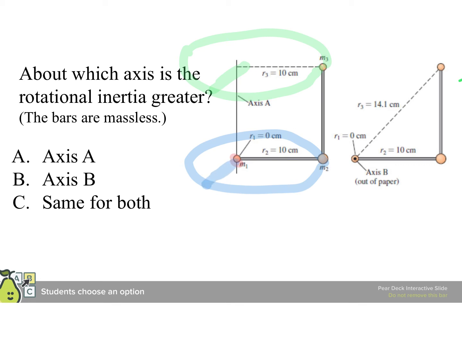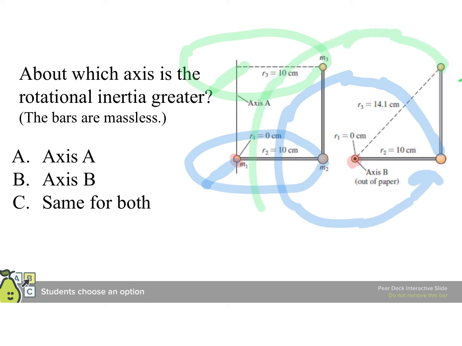If we go over to object 2 or case 2, well, the red one has no radius still. And the blue one is now tracking out a circle like this. And the green one is tracking out a circle like this. It's in the plane of the page.